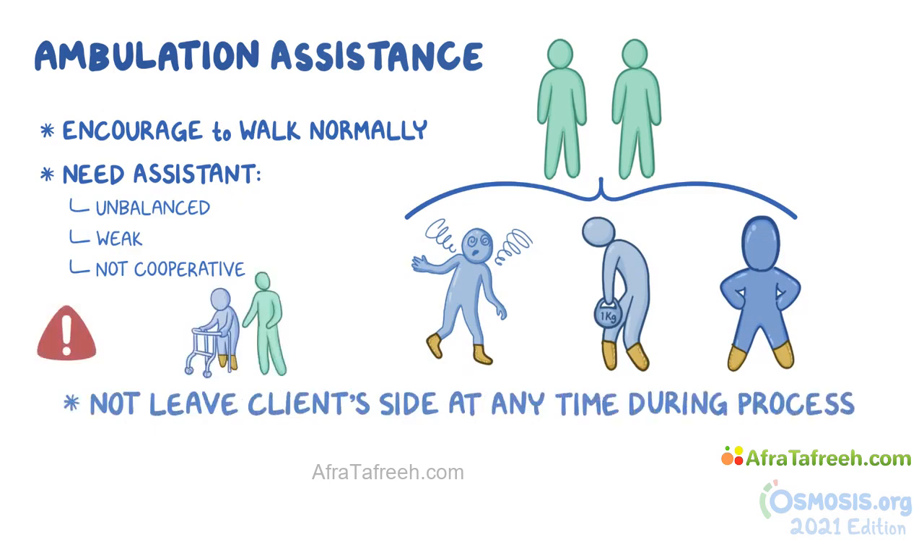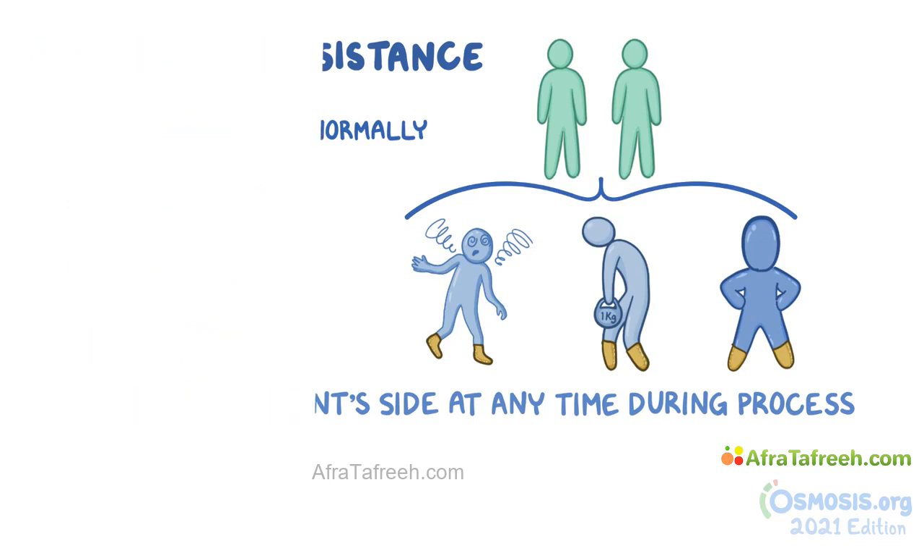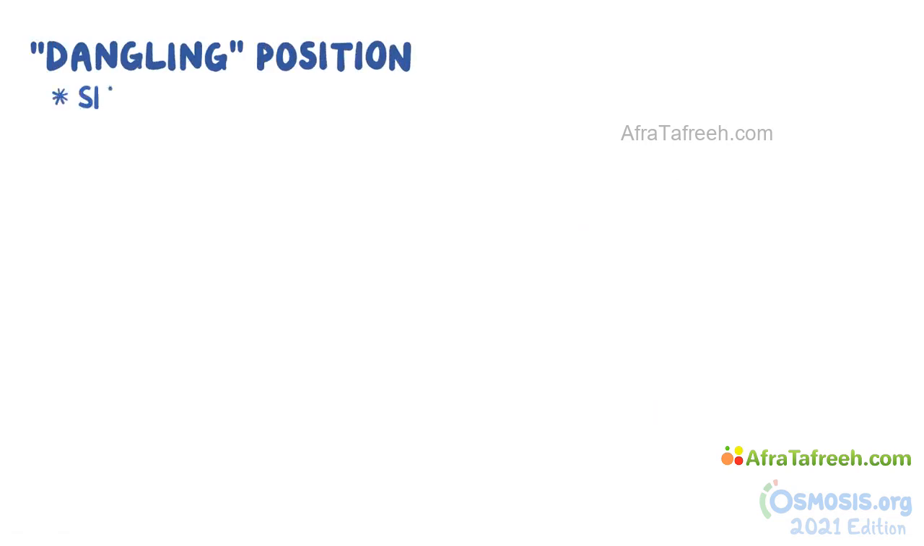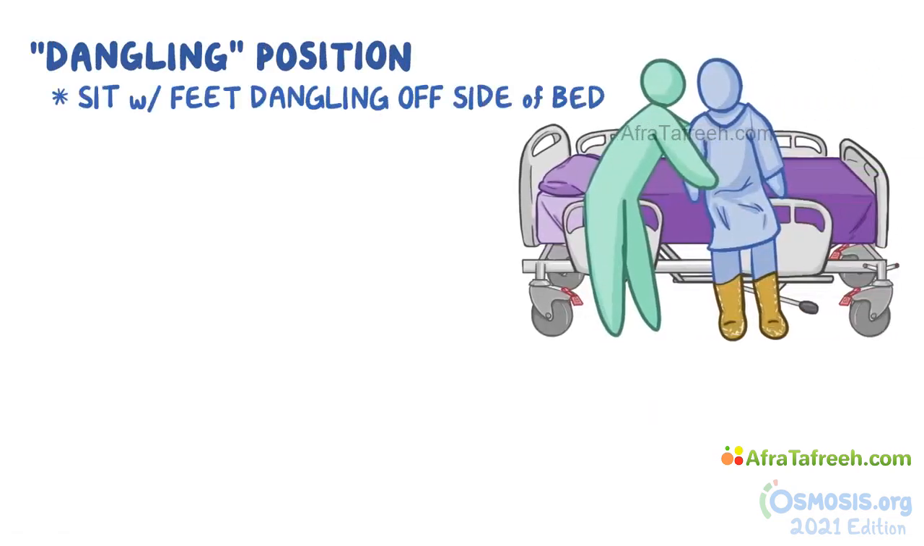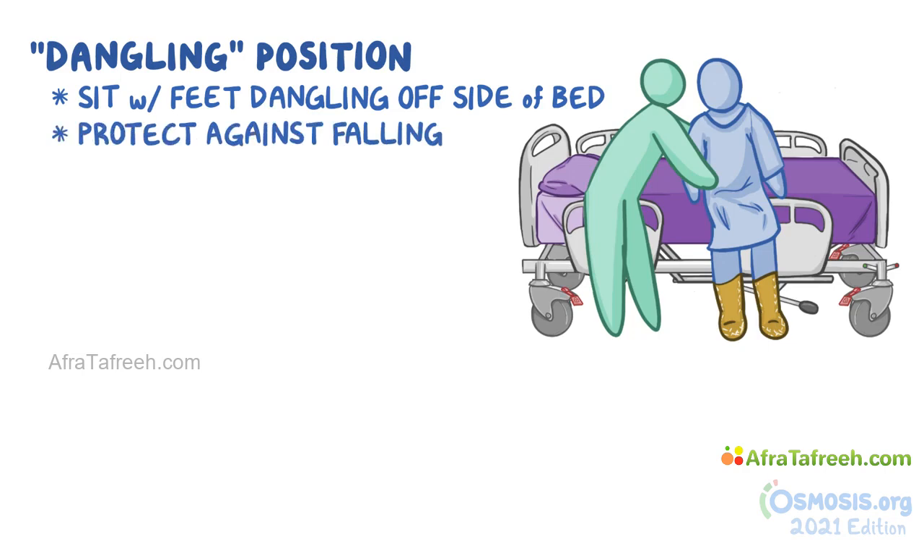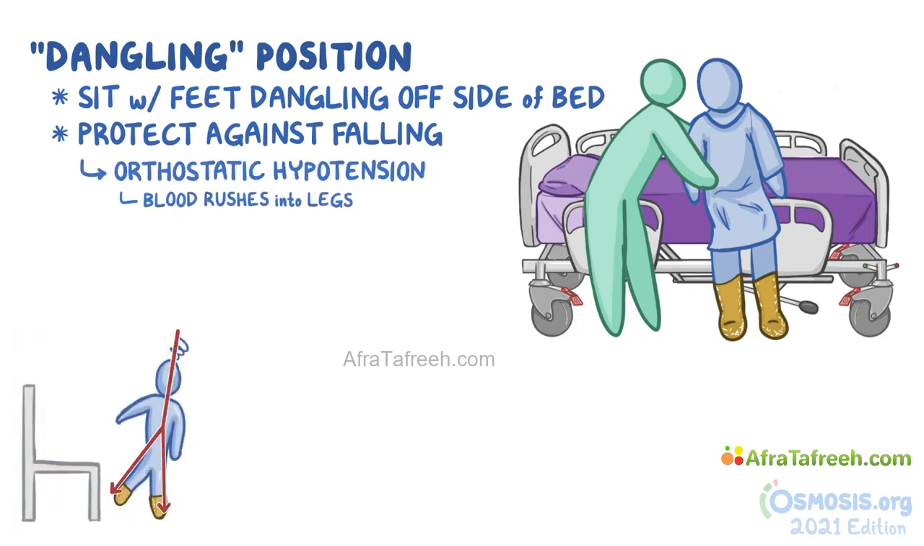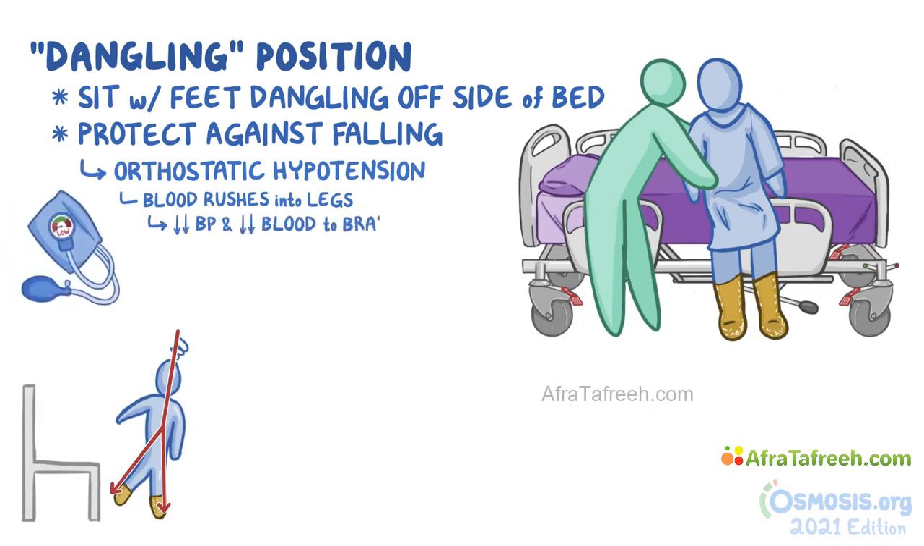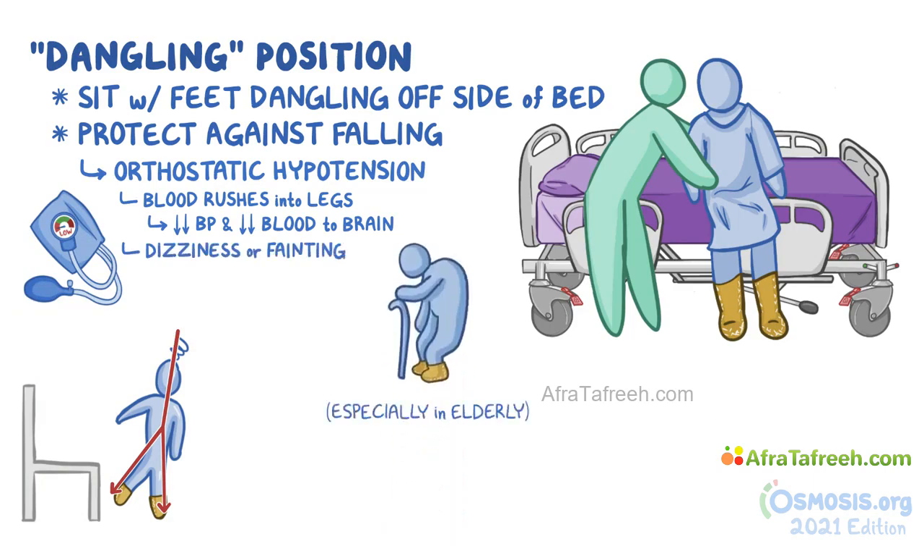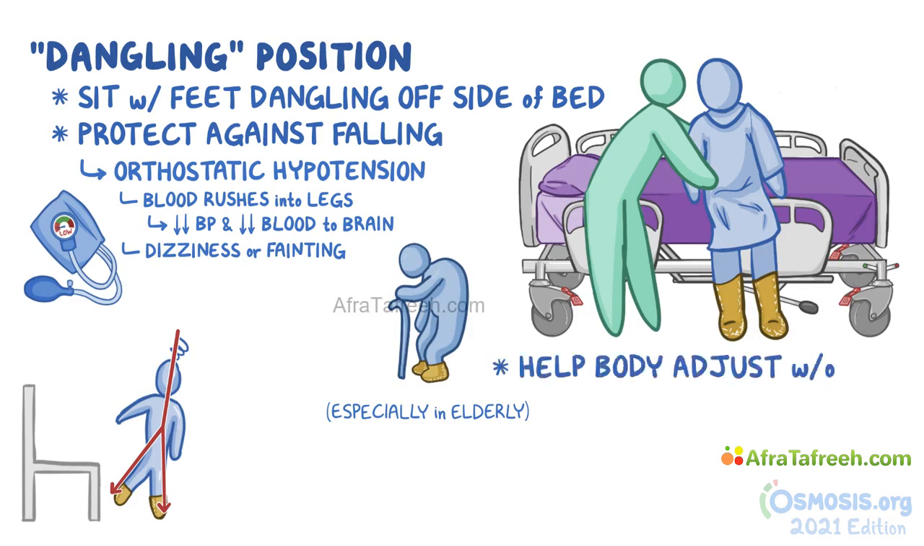Now, before getting a resting person to stand and walk, you need to get them into a sitting or dangling position, where they sit erect with their feet dangling off the side of the bed. The main reason for this is to protect against falling. One common cause of falls is orthostatic hypotension, where blood rushes into the legs as the person shifts into an upright position, causing a drop in blood pressure and decreased blood flow to the brain. It can result in dizziness or even fainting, especially in the elderly. If you have the person stand in this condition, it could lead to falls, so having them sit in the dangling position will help their body adjust without that risk.